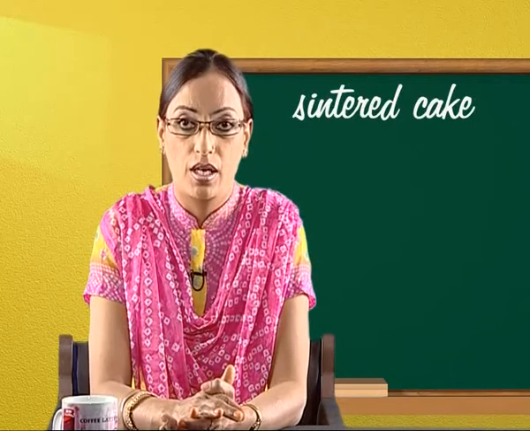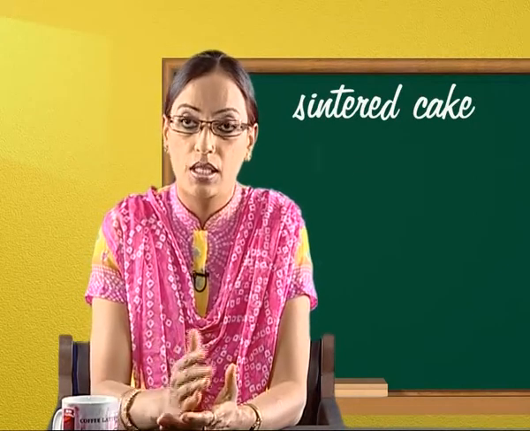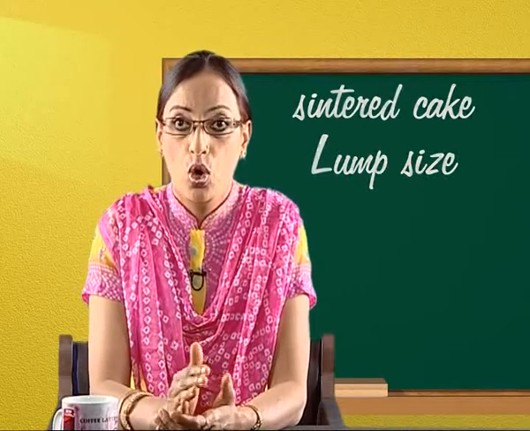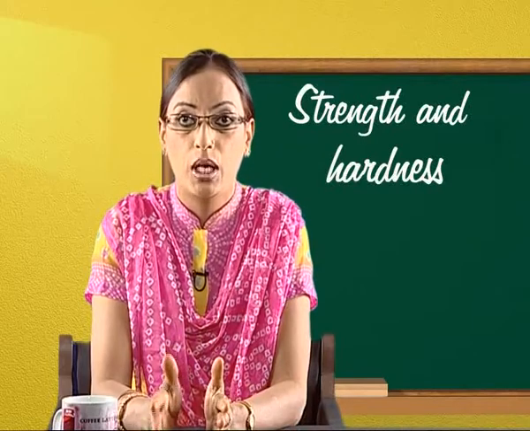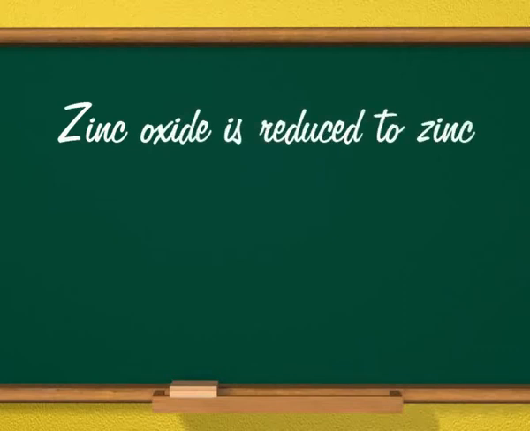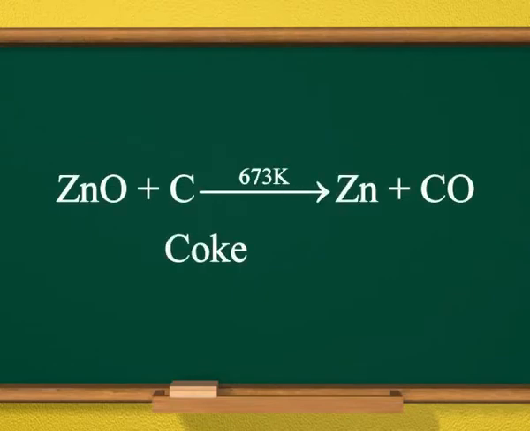This is fed onto a moving grate and fired in an updraft of air, and the sintered cake leaving the machine is broken into a convenient lump size. By virtue of its strength and hardness, sinter is an ideal feed for the blast furnace. The result is that zinc oxide is reduced to zinc by heating with crushed coke at 673 Kelvin in a blast furnace. The vapors of the zinc formed are collected and condensed.